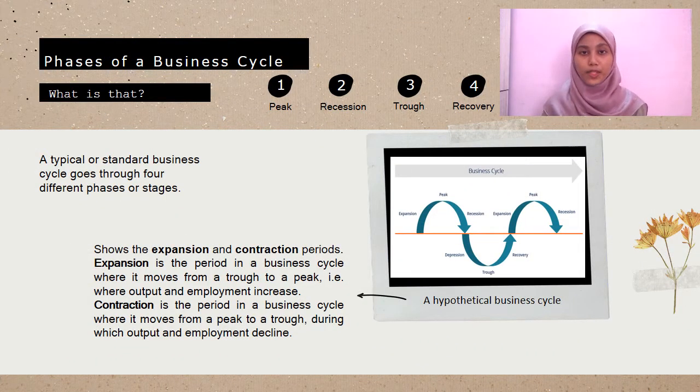Next, the phases of a business cycle. What is that? A typical or standard business cycle goes through 4 different phases or states. The 4 phases of a business cycle are peak, recession, trough, and recovery. The graph shows a hypothetical business cycle. It shows the expansion and contraction periods. Expansion is the period in a business cycle where it moves from a trough to a peak, where output and employment increase. Contraction is the period in a business cycle where it moves from a peak to a trough, during which output and employment decline.